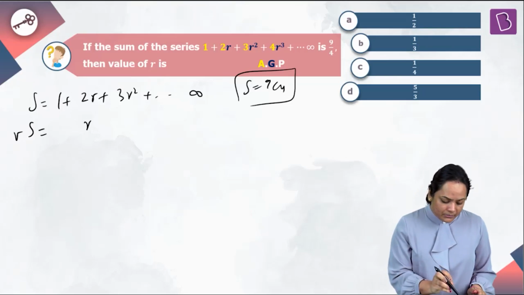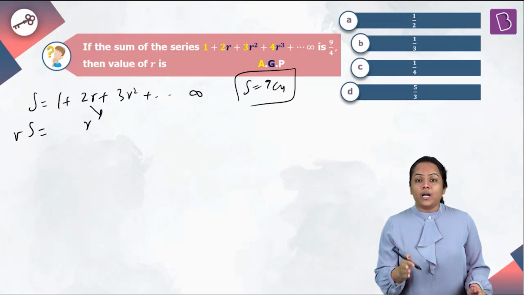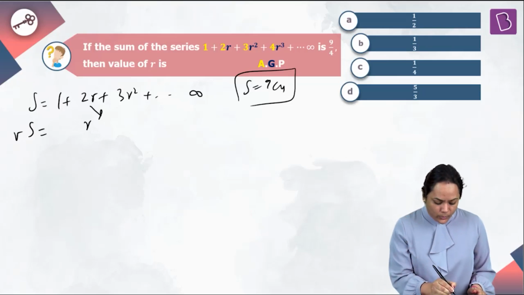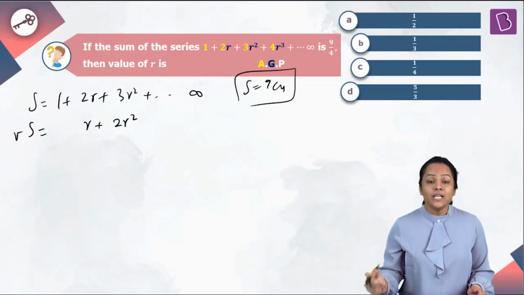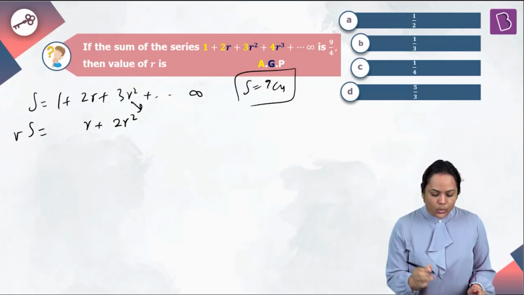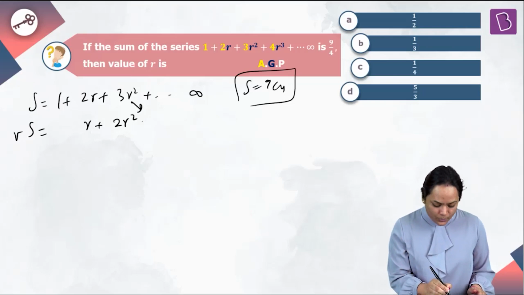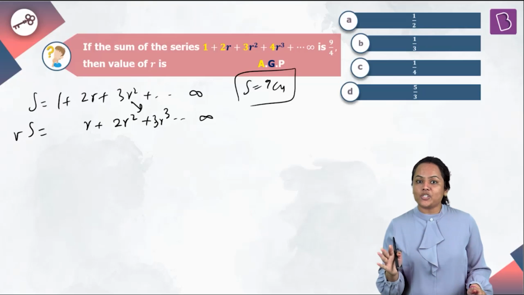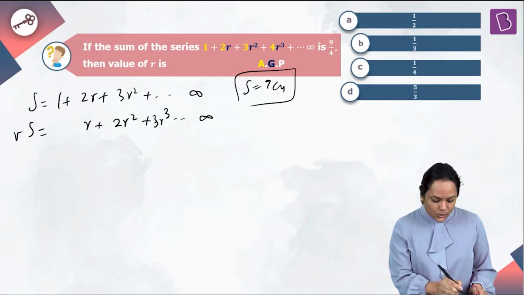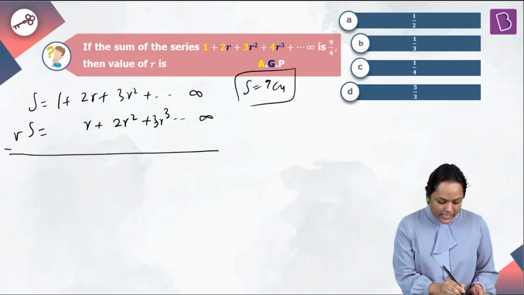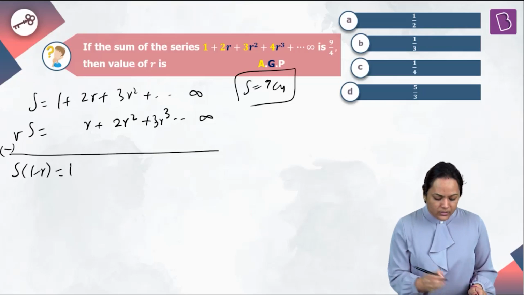Clear? Similarly, the next term 2r will get multiplied by r. So it will become 2r square, right? Similarly, 3r square will become 3r cube and so on. The terms will go on till infinity. Is this much clear? Okay. Now what? Well, now we'll just subtract. So when I subtract these two equations, I'll have S multiplied by 1 minus r is equal to, first term will be 1 itself, 2r minus r.